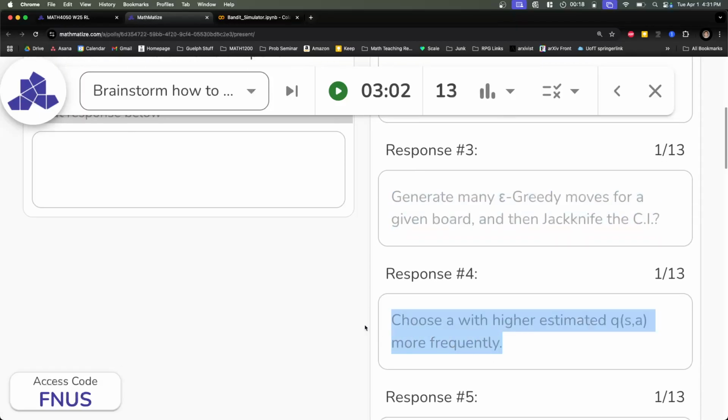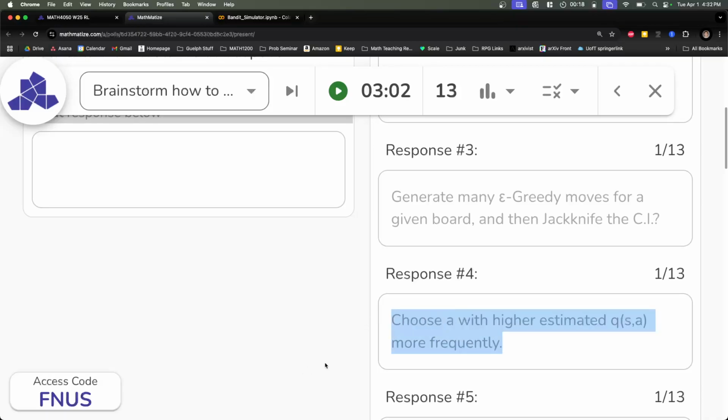Yeah, okay, this is a very simple idea. Choose the ones with the high Q values more often. This is essentially what we want to do, right? This is what UCB would do. UCB says don't pick the absolute highest one, but pick the ones that are high more often, right? They have an advantage.